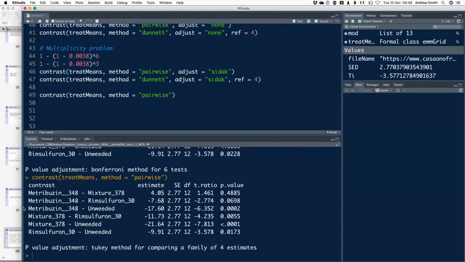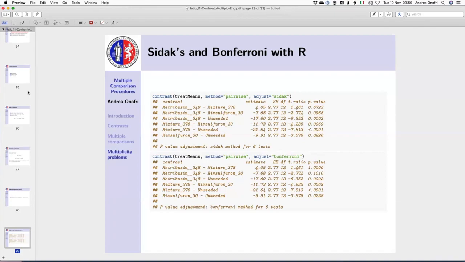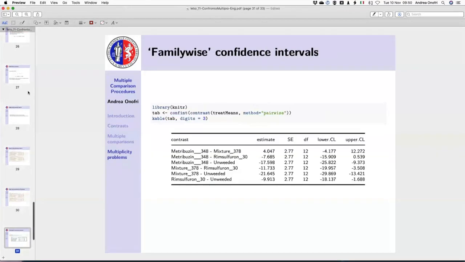We make the comparison and adjust by using the default method. And here we go, for the second contrast, 6.97%. So we are slightly lower with respect to the Sidak and Bonferroni corrections. Here we go. And that's the default procedure.